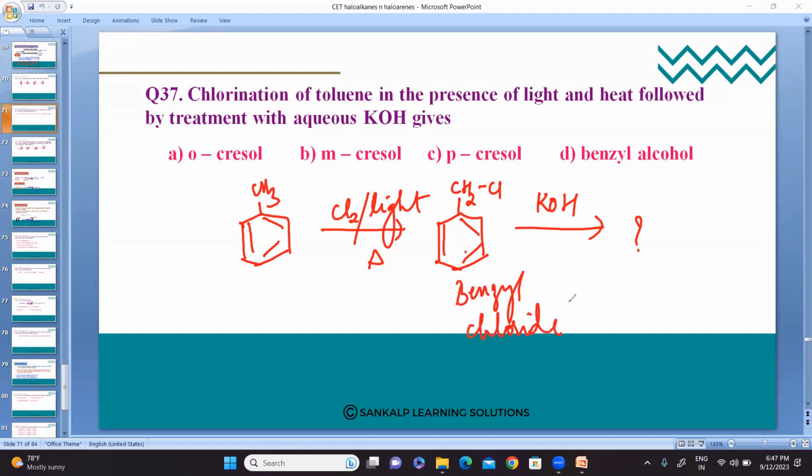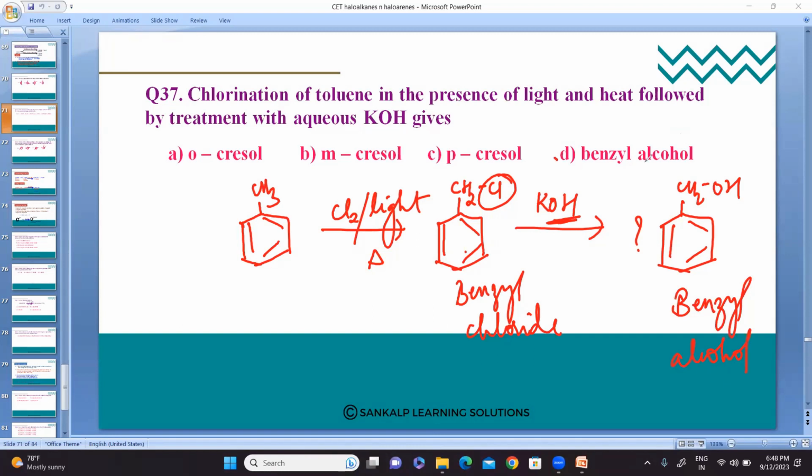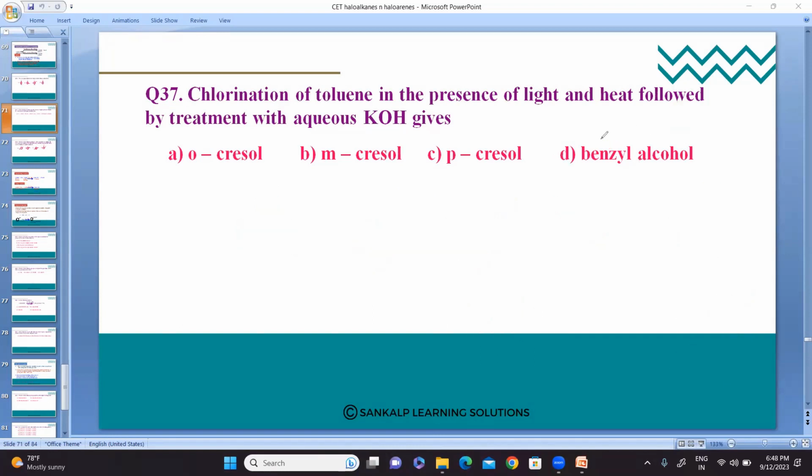Now this you are further treating with KOH. Now what is happening here? This Cl will be replaced by OH. So it will be CH2OH. So benzyl alcohol is obtained. So option number D is the answer.